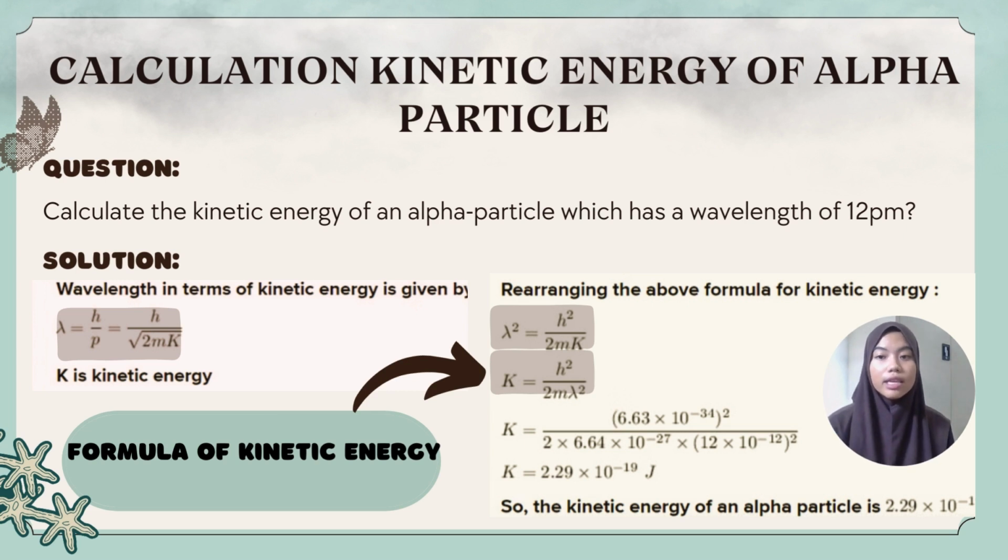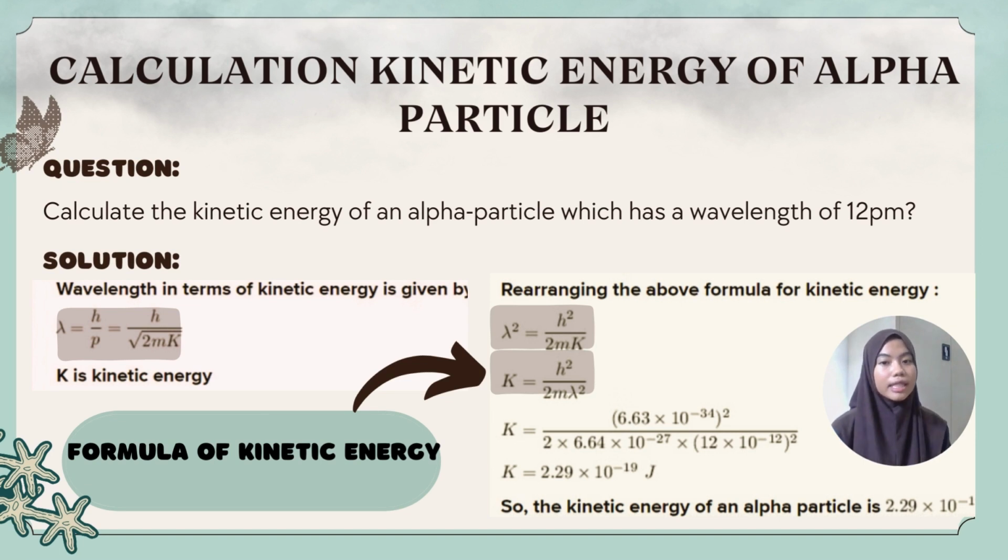So the wavelength formula is h over p, where h is the Planck constant and p is momentum. The momentum formula is the square root of 2mK, where K is kinetic energy. So we want the formula for kinetic energy. We can rearrange the formula and get K equals h squared over 2m lambda squared.